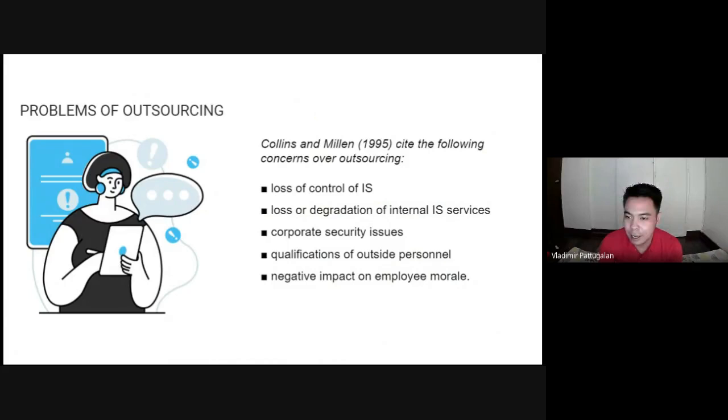Okay, so again, since the third party is an outsider, certain information is quite risky to give to them, since the information is going outside of the company. The fourth problem would be the qualifications of outside personnel.